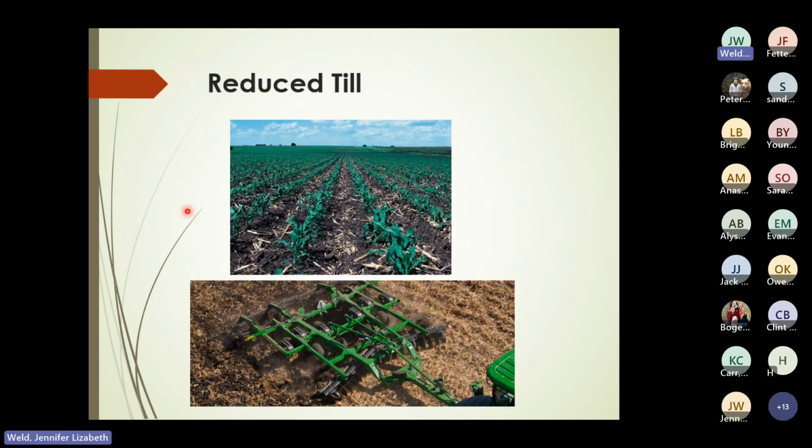So if we look here at reduced till, you can see in comparison to the plantings, there's less residue. There's still residue between the planting rows, but it's less than with the no-till because there is more disturbance with the reduced till. And this is an example of a reduced till operation. Again, more disturbance than the no-till, but it's still within specific locations of the field and not the entire field. So very similar concepts. It's just different types of operation, different types of equipment, and you will generally see less residue with the reduced till.